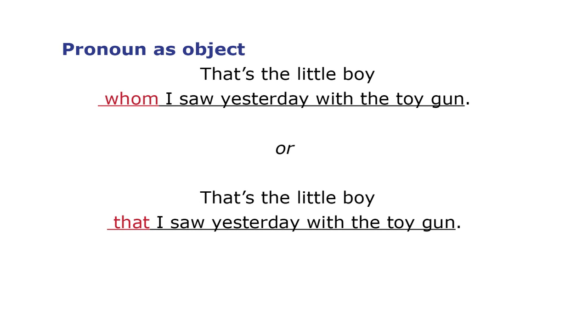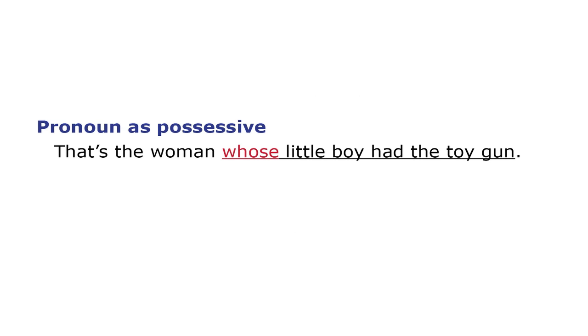Use whom or that as an object to refer to a person. That's the little boy whom I saw yesterday with the toy gun. Or that's the little boy that I saw yesterday with the toy gun. Use whose as a possessive. That's the woman whose little boy had the toy gun.